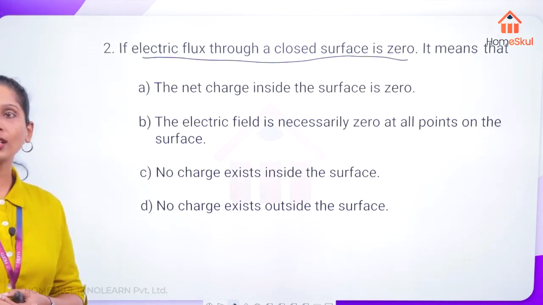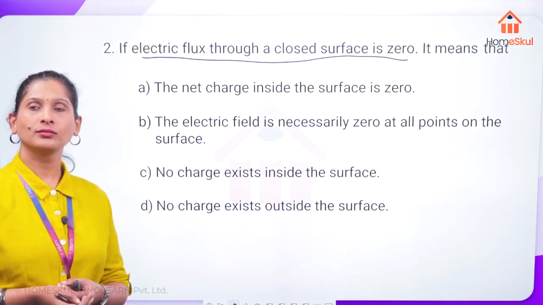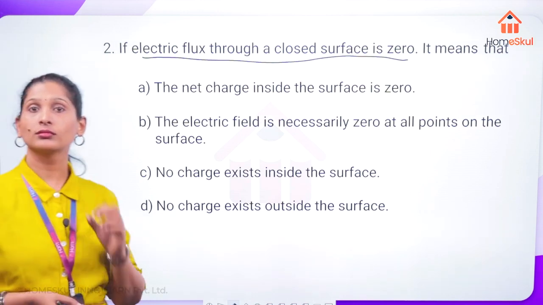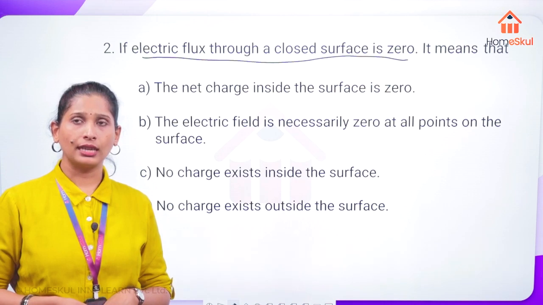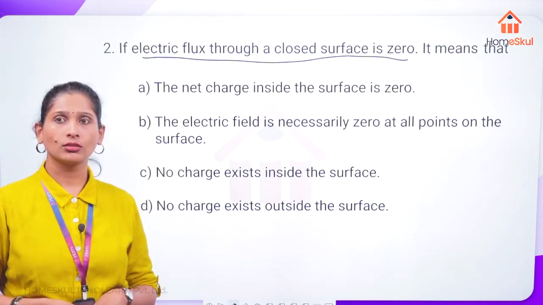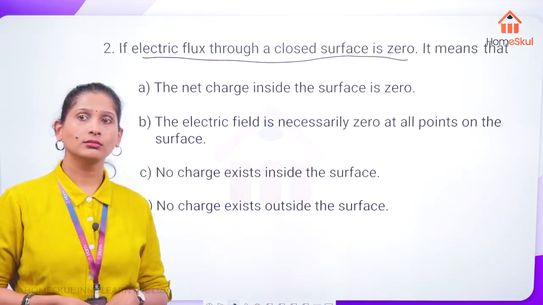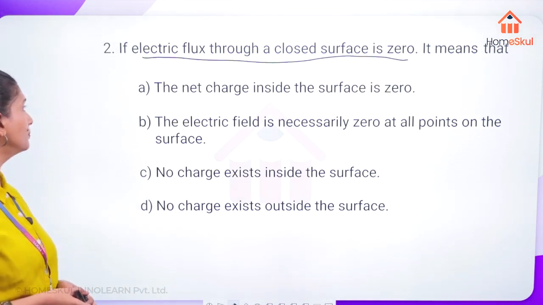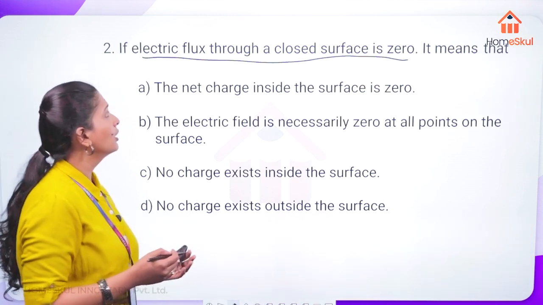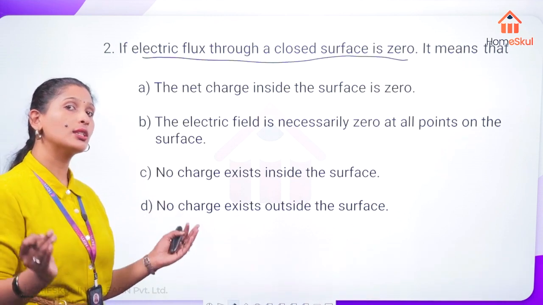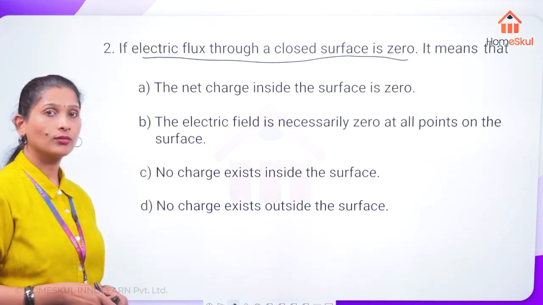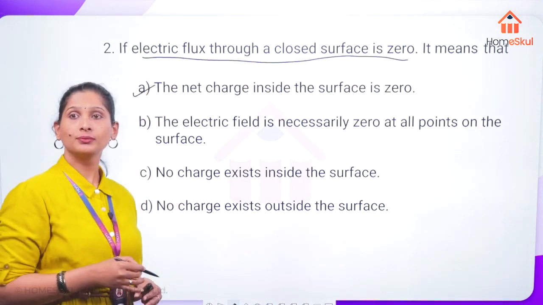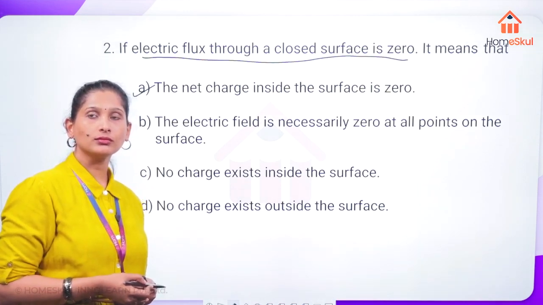Now start voting. No response? No answers, I guess. What does it imply if the net flux through a closed surface is 0? The electric flux through a closed surface is 0. What does that indicate? I have Richa and Jerusha with option A. Does anyone else have an option to say? What about others?